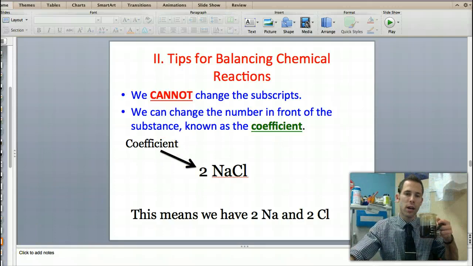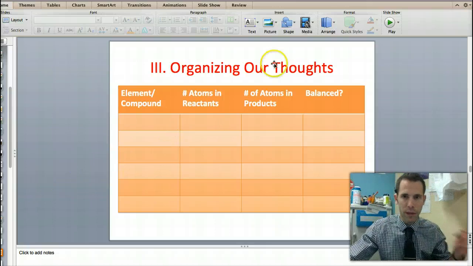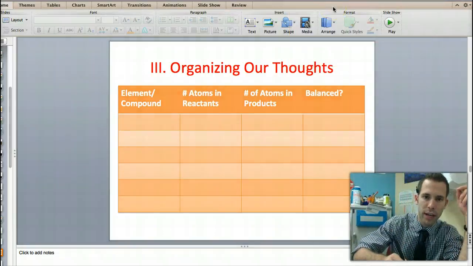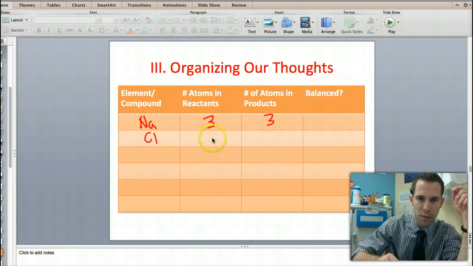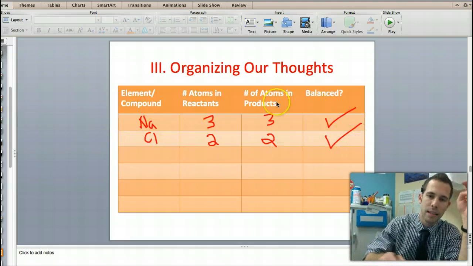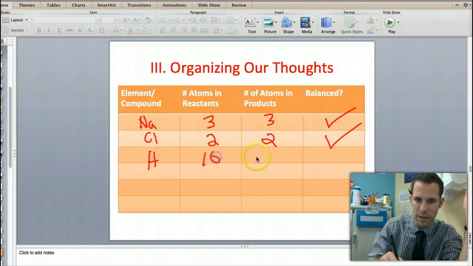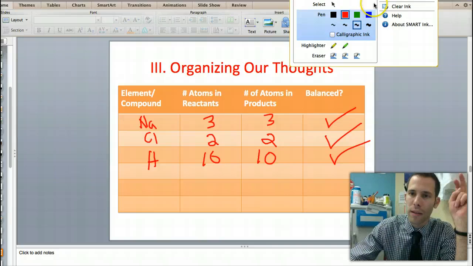When we do that, we want to organize our thoughts like this. Here we have a table, and in it we can write exactly what element we have in each state, how many are in the reactants, how many in the products, and check it off if it's balanced. For instance, if we have sodium and chlorine, and we have 3 atoms in the reactants, 3 atoms in the products, 2 molecules of chlorine in the reactants, 2 molecules of chlorine in the products, it would be balanced. Now, this is not a great reaction right here since there's only 2 things. So we probably want a hydrogen in there as well. Maybe we have 10 of those. We want to make sure that all of them, the same in the reactants and products, are all balanced.